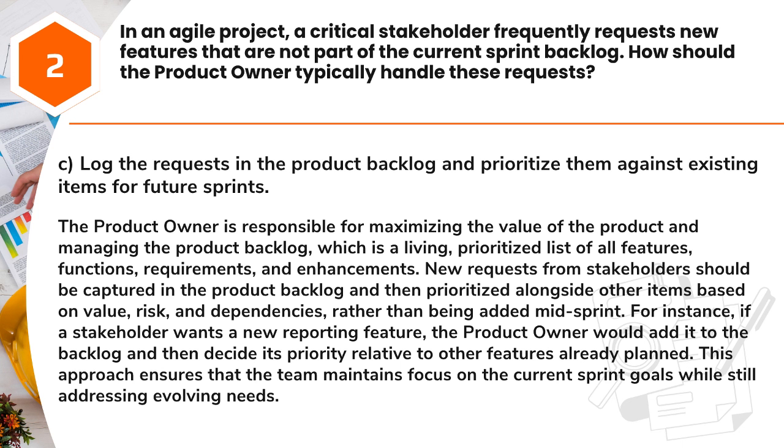Answer: C. Log the requests in the product backlog and prioritize them against existing items for future sprints. The product owner is responsible for maximizing the value of the product and managing the product backlog, which is a living, prioritized list of all features, functions, requirements, and enhancements. New requests from stakeholders should be captured in the product backlog and then prioritized alongside other items based on value, risk, and dependencies, rather than being added mid-sprint.